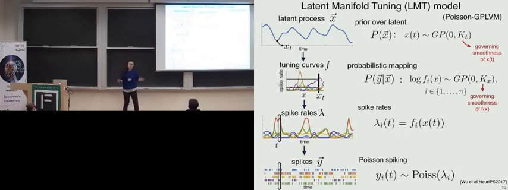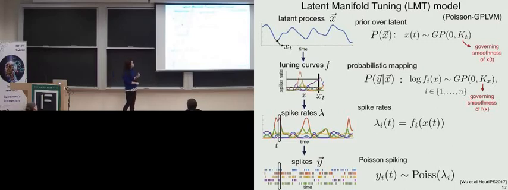But just a reminder, when we fit the model to the data, we only have spike trains Y. We want to learn what X is, we want to learn what F is. These are unknown. So we need to resort to some inference method to learn these two components.